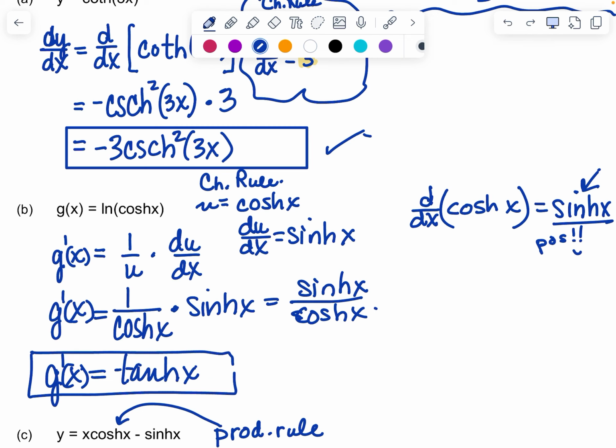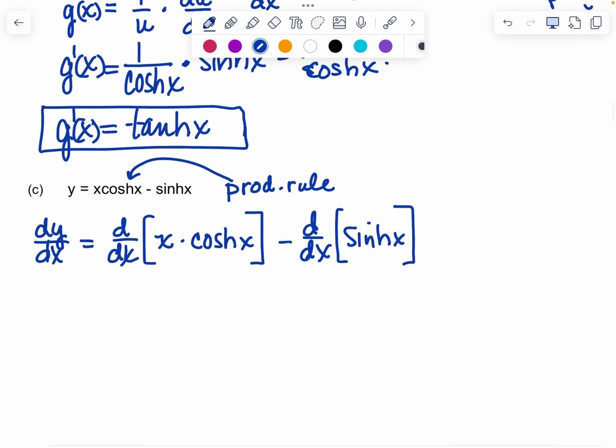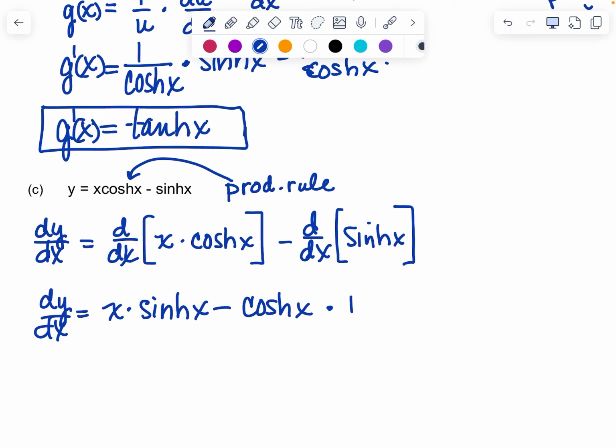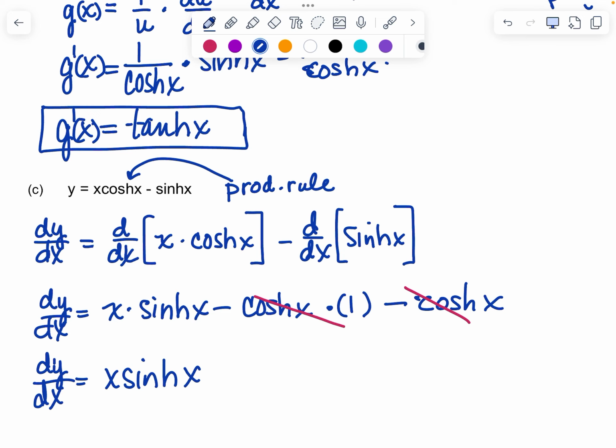Just familiarize yourself with the list of formulas and identities there, okay? Let's try one more. This is going to use the product rule, and you can't forget you have to take the derivative of the sinh as well. So the derivative of x cosh: dy/dx is equal to x times the derivative of the second, which is sinh, plus the second, cosh, times the derivative of the first, which is 1, minus the derivative of sinh, which is cosh. You can see that these two are going to cancel each other, right? So you end up with simply dy/dx equal to x times the hyperbolic sine.